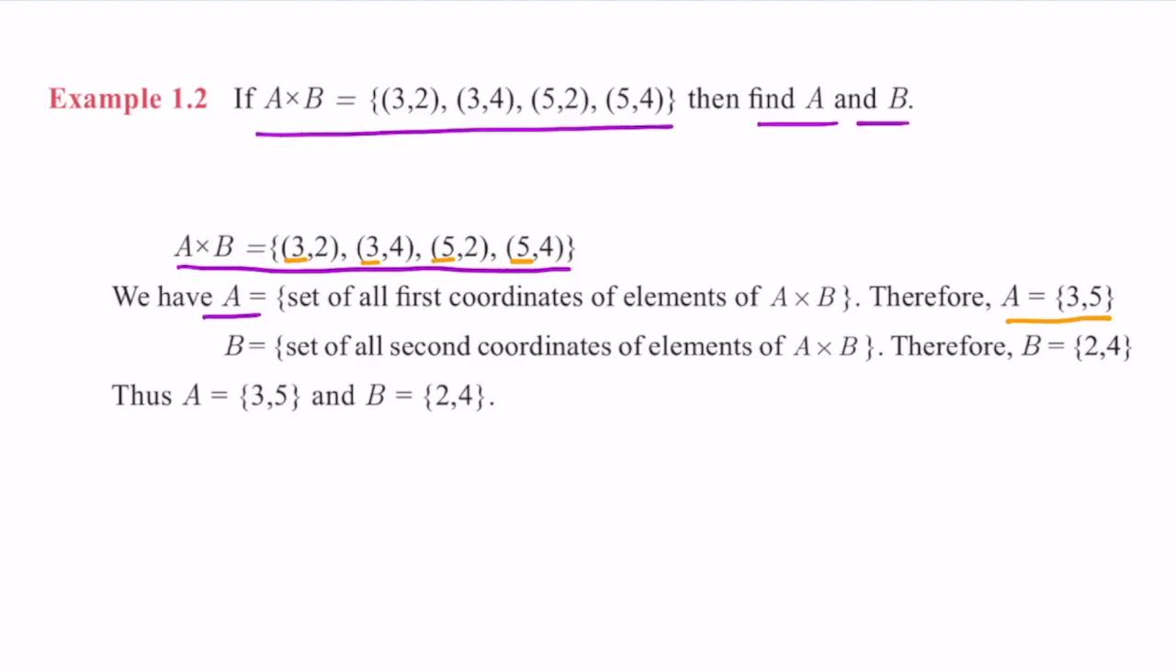Now let us go to find the set B. The set B consists of the second elements of the ordered pairs. So we see that 2, 4, 2 and 4 are the second elements. So B is a set with elements 2 and 4. So A is equal to a set with elements 3 and 5 and B is equal to a set with elements 2 and 4.